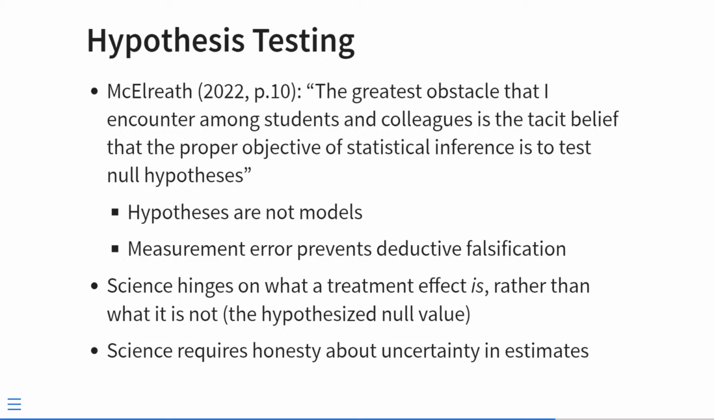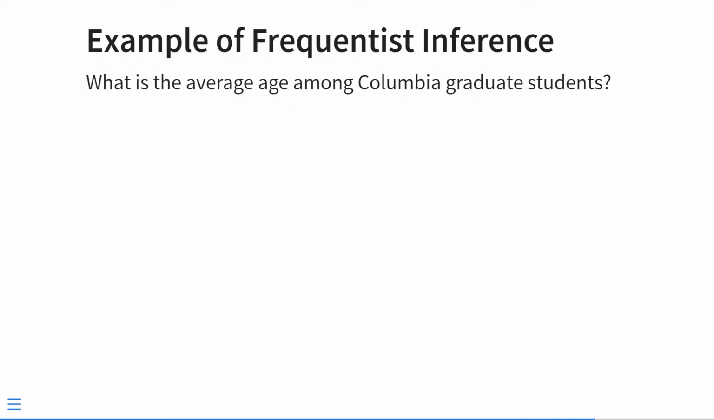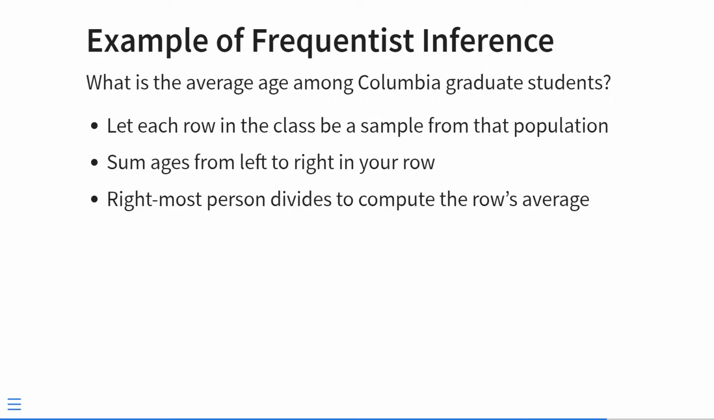That's another ingredient that needs to go if we want to proceed in a reasonable fashion. So frequentist inference might ask ourselves, what's the average age among Columbia graduate students? Same question. So let's say each row of this, whatever you call it, curvy row thing, is a sample from that population. We could sum up all the ages from left to right in a row, and the rightmost person could divide, and we would get an estimate of the average age of Columbia graduate students.